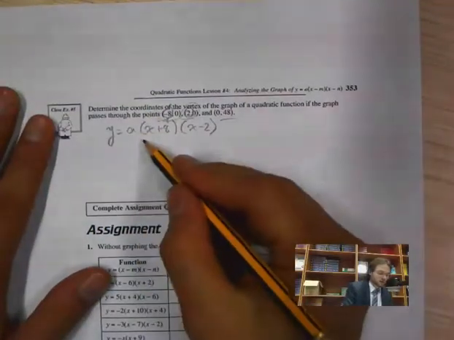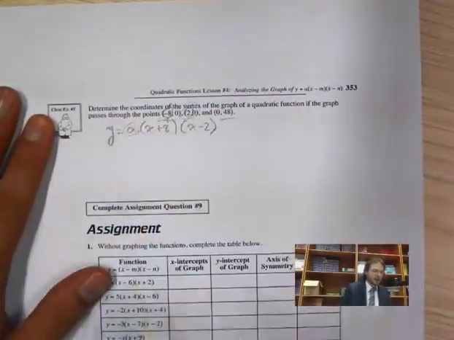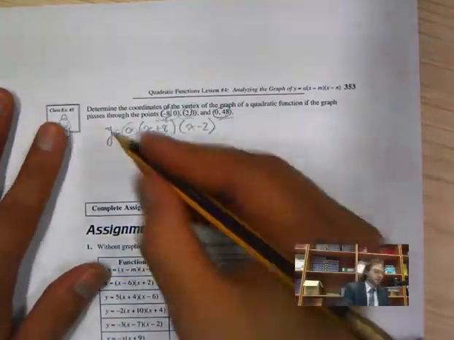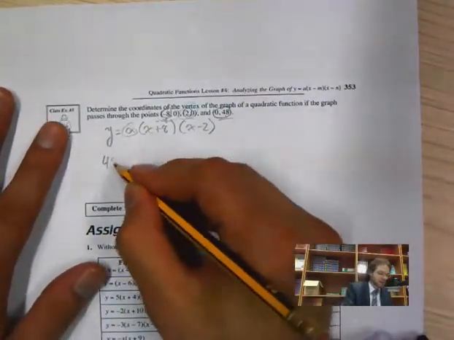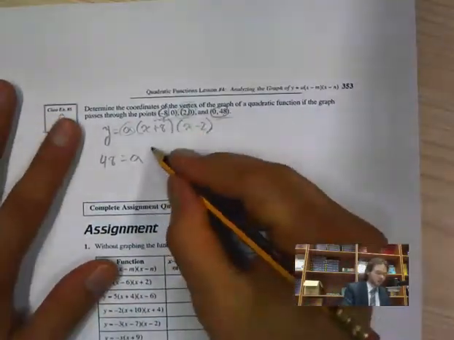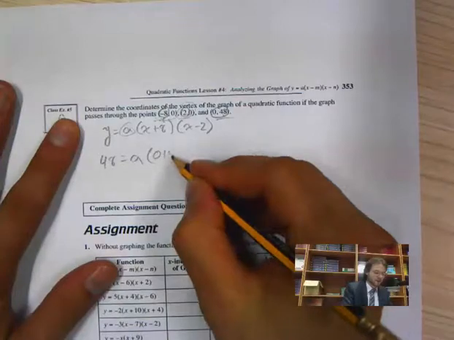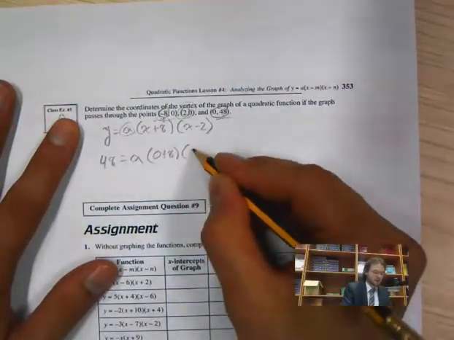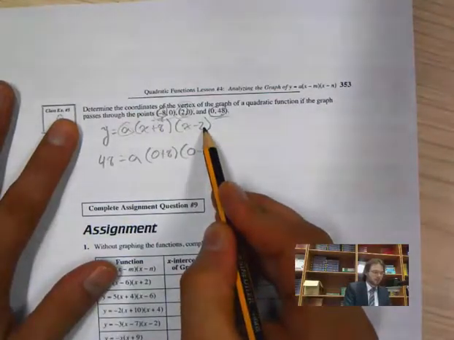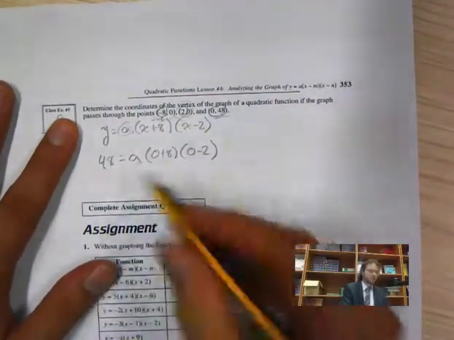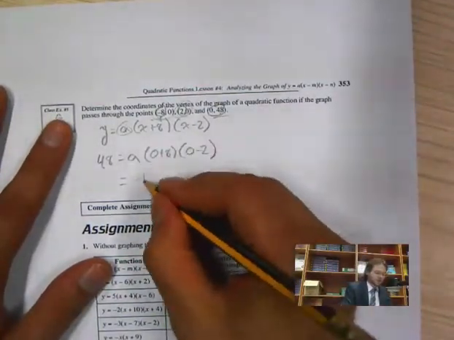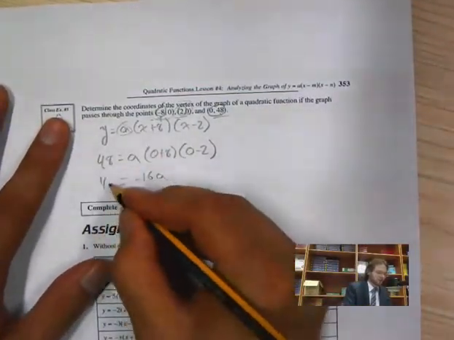Okay, so that's good, but now I don't know my a. So to find my a, I need a third point, and that's my y-intercept. So I'm going to say 48 is equal to a, okay, and I'm going to put in 0 plus 8, and then we have 0 minus 2. So really, this multiplied by this must give me 48. This is the y-intercept. So 8 times negative 2 is negative 16. A times negative 16 is equal to 48.